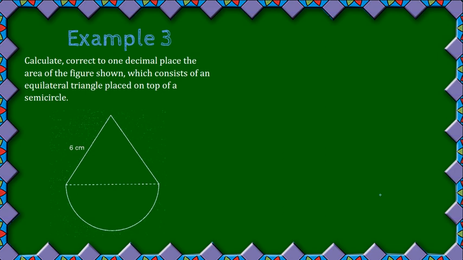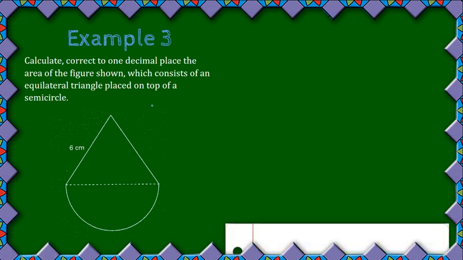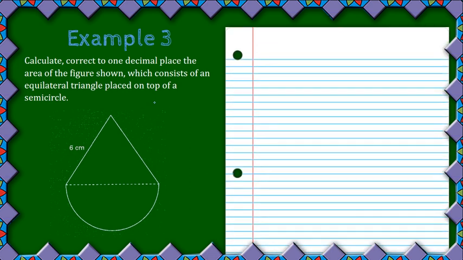Then finally, for example 3, calculate correct to 1 decimal place the area of the figure shown, which consists of an equilateral triangle placed on top of a semicircle. Now, important is that it's an equilateral triangle, because that tells us that all sides are equal, which means all sides equal 6. Okay, so now we need to find the area.